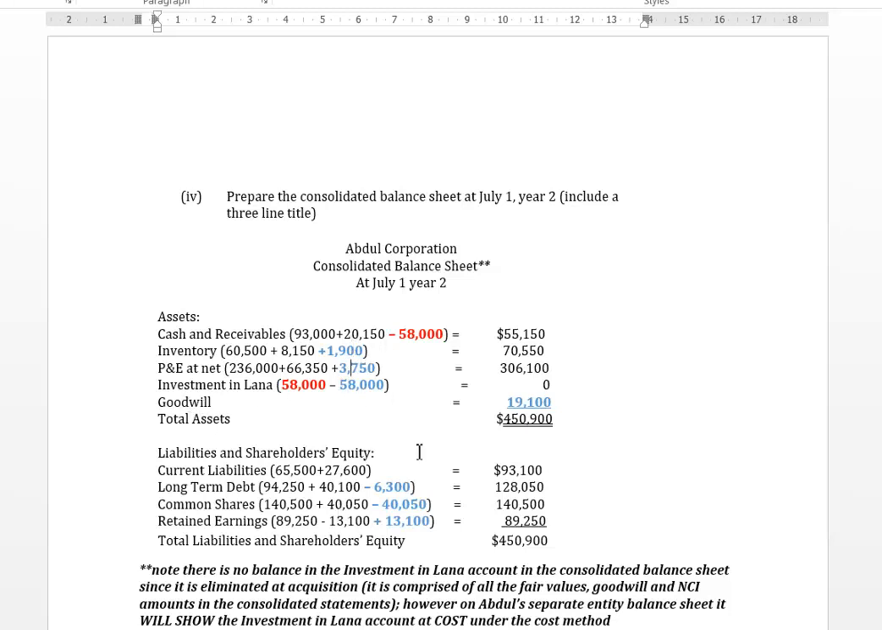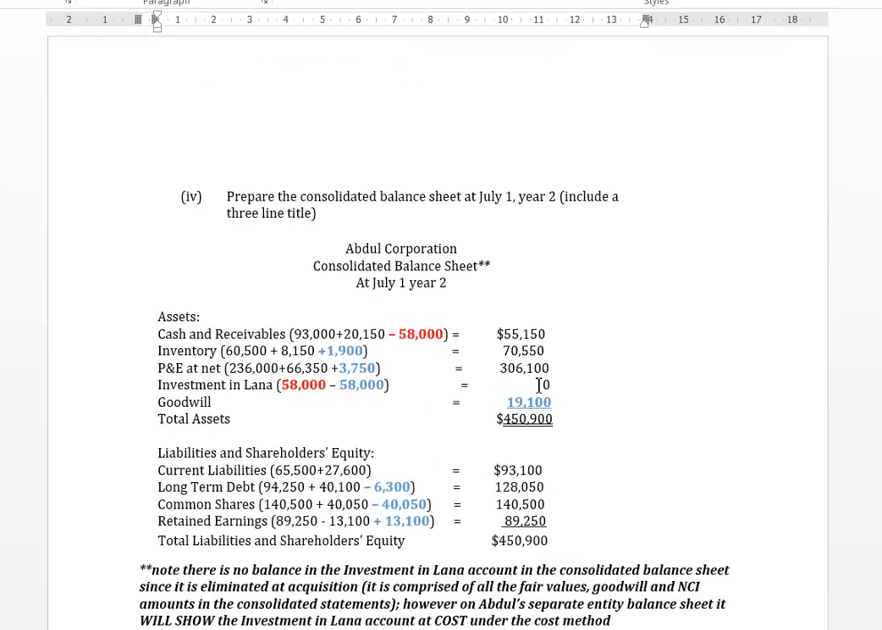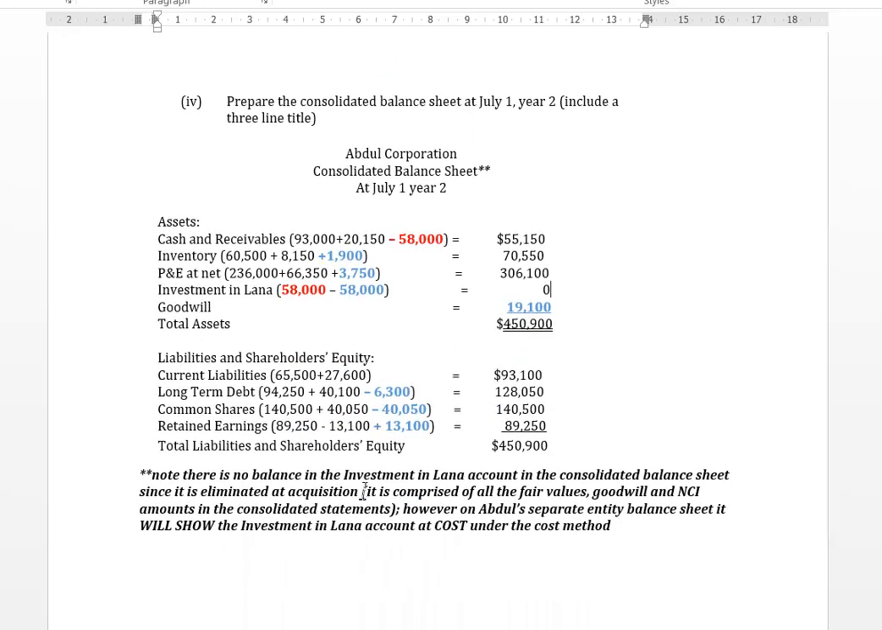You're picking up the goodwill. You're picking up all the increments and decrements. You're eliminating the carrying value. You're eliminating the common shares and the retained earnings deficit that Lana had. That's all broken up in the investment account. So we eliminated it when we did this entry. So that's factored in here, so the investment account is zero, and I explain all of that to you down here. So now we've got the goodwill set up, so you can see our total assets are $450,900.